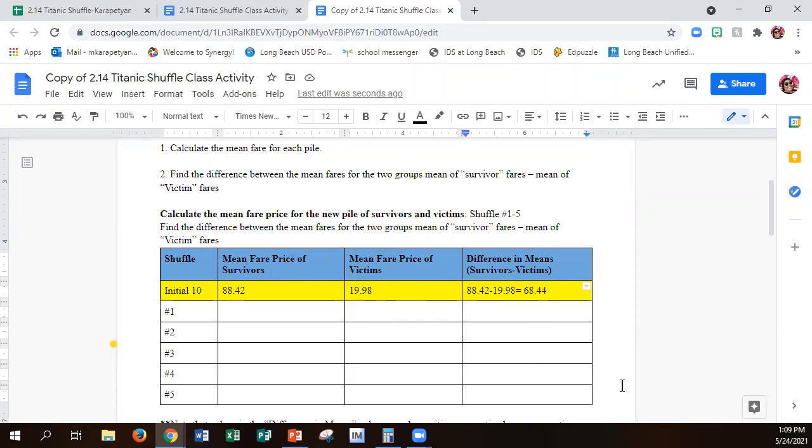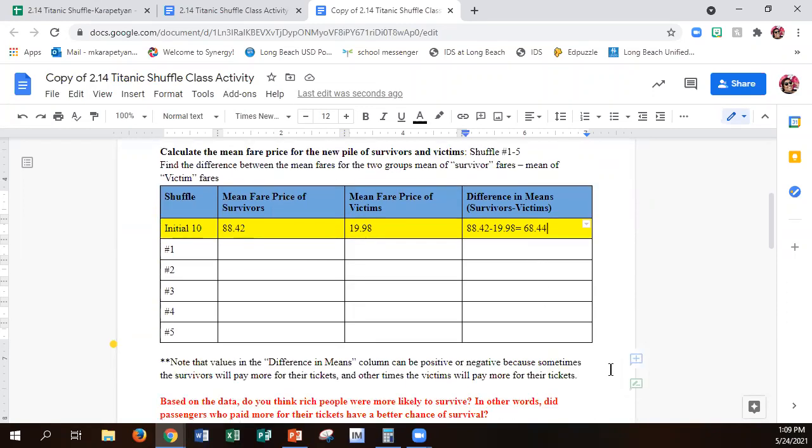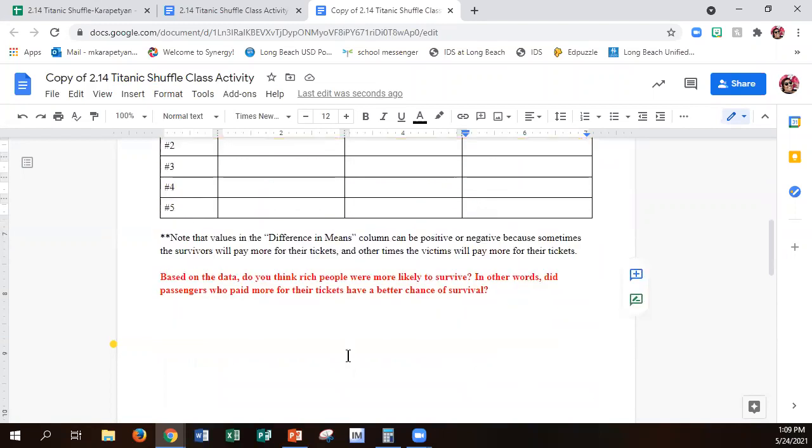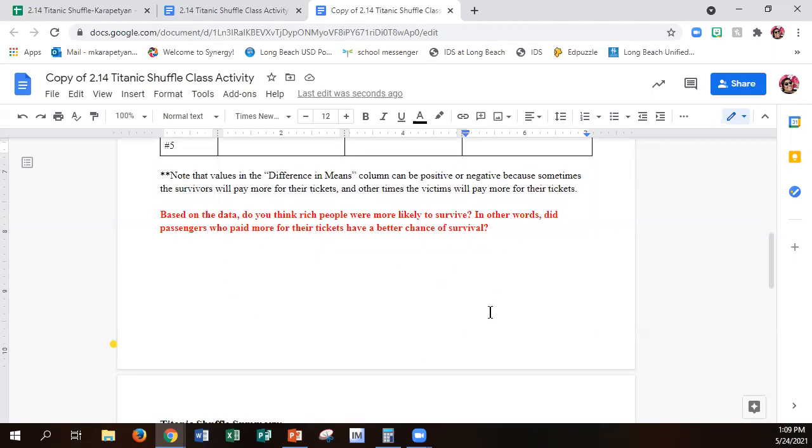Okay. Now I want you guys to determine, using this amount, paying attention to the 68.44, based on the data, do you think that rich people were more likely to survive? In other words, did passengers who paid more for their tickets have a better chance of survival? Okay, I want you guys to answer this question in your activity here. Answer that question in your activity. And I'll give you guys 2 minutes to do so.